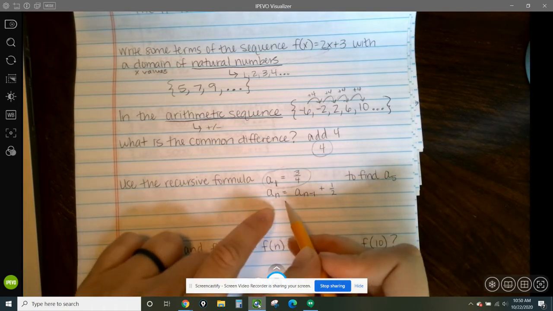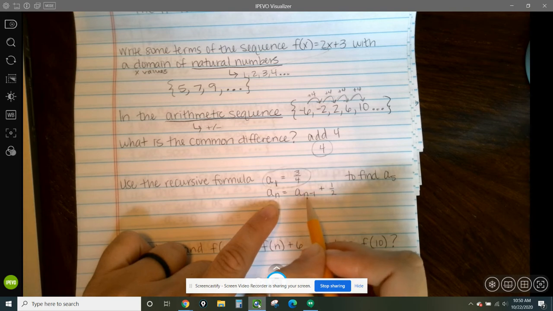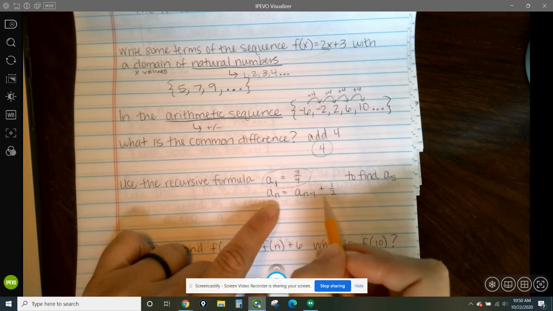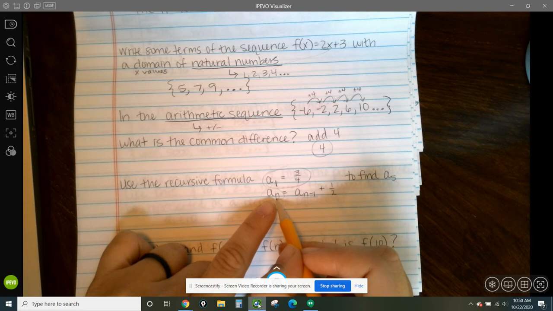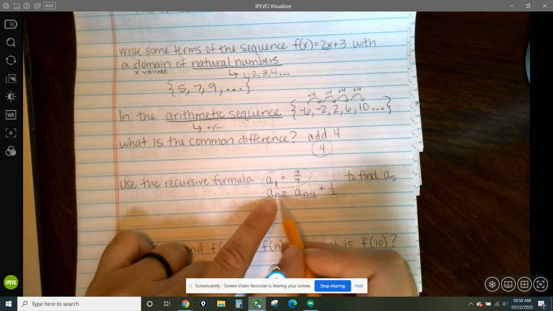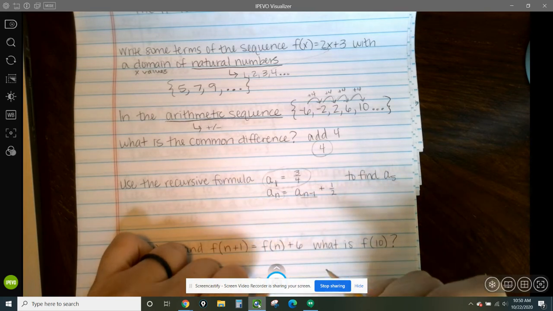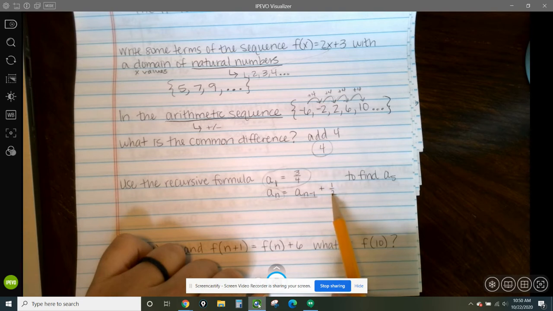Then they give you this weird looking formula: a sub n equals a sub n minus 1 plus 1/2. So what does this even mean? This means any term in the sequence, a sub n, this could be anything. That's why it's an n right now. So any term in the sequence equals the term before it, n minus 1, plus 1/2. So basically the rule of this sequence is that you're adding a half every time. You're taking the previous term and adding a half.